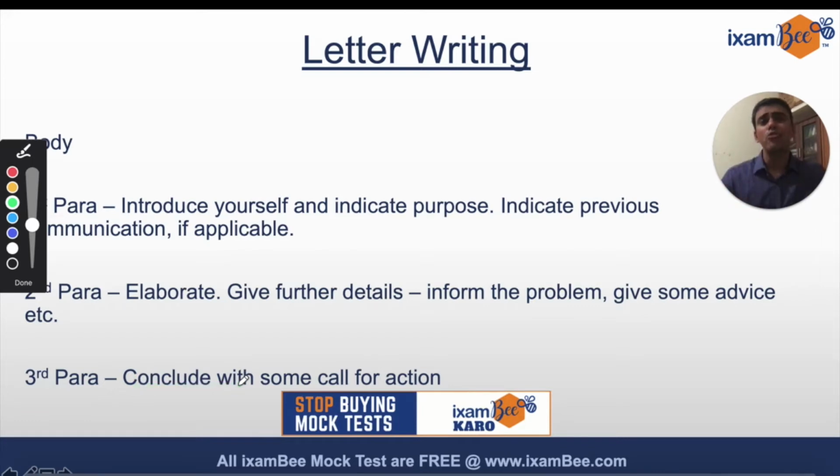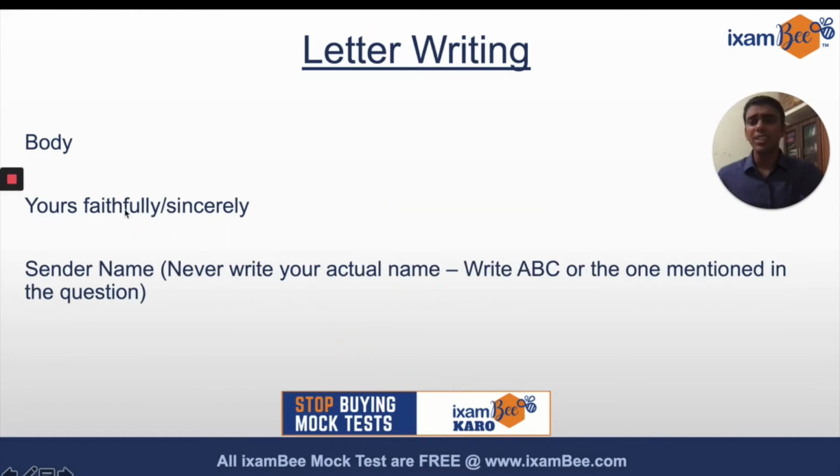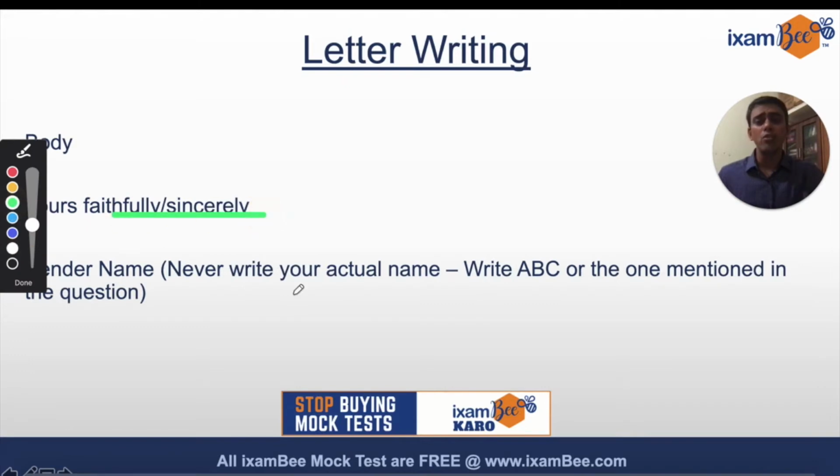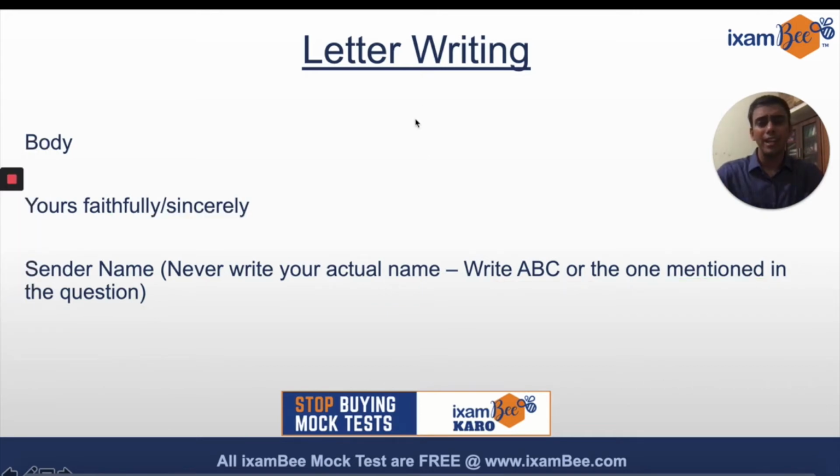One major mistake that students make for letters to editors is that people say, please take immediate action. Now, editors cannot take action. Editors will only publish your problem in their daily, in their paper. So always your final paragraph should be, please publish this in your paper so that authorities take necessary action. This is a big mistake students make, so I just want to put that across. Now, at the end, just say yours faithfully, sincerely. Don't write your actual name. Just write ABC or whatever is mentioned in the question. So these are some very quick tips and hacks around letter writing.